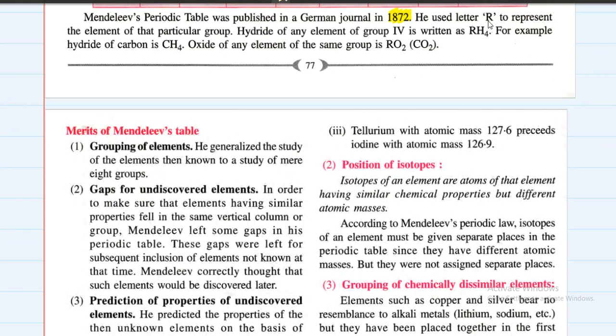He used the letter R to represent the element of that particular group. Hydride of any element of group 4 is written as RH4. For example, hydride of carbon is CH4. Oxide of any element of the same group is RO2, or CO2.